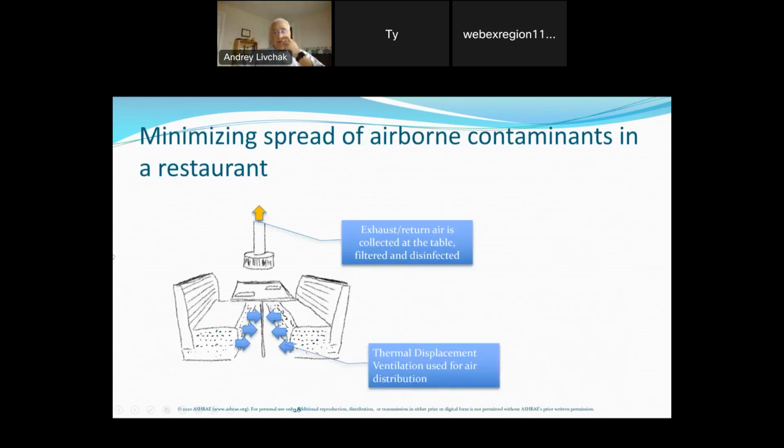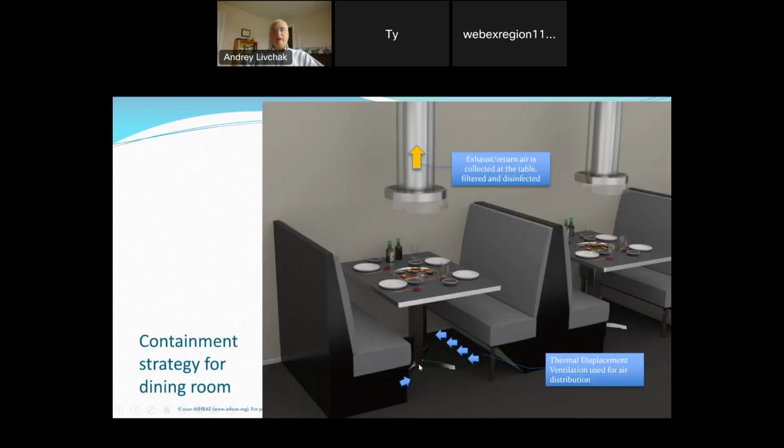Speaking of restaurant ventilation, we're thinking how we could localize contaminants in the space, and that's where, again, thermal displacement ventilation principles could be used. If we think about the restaurant booth, we could supply fresh air under the sitting area and have local exhaust above the table, and that would minimize spread of contaminants, as shown in this picture. So that would be a good method to minimize spread of airborne contaminants across the dining area.